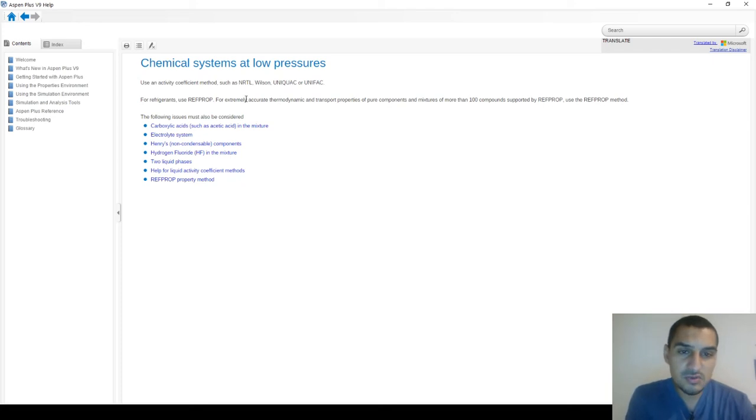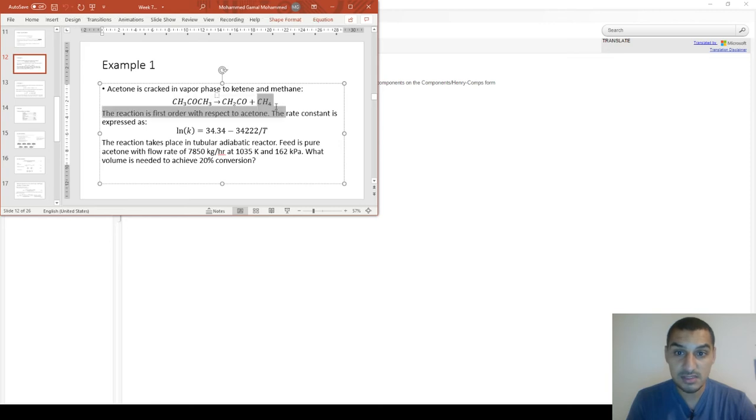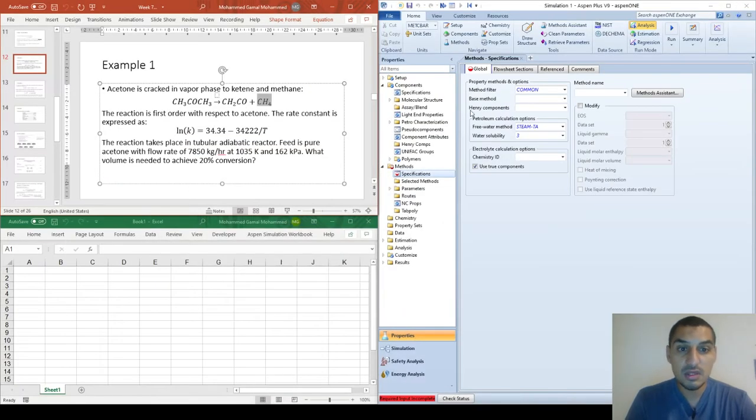I can just go for that, but there is something that I need to check here, and it is important to take a look at these options because they might be of interest, like in our case. I don't have carboxylic acids, I don't have electrolyte systems, but I have non-condensable components, which is important. If you have non-condensable components such as hydrogen, carbon dioxide, nitrogen, oxygen, in our case we have methane, which is a non-condensable component because I'm working at a temperature higher than the critical temperature of methane. So I have to declare them as Henry's components, and make sure that Henry's constants are available.